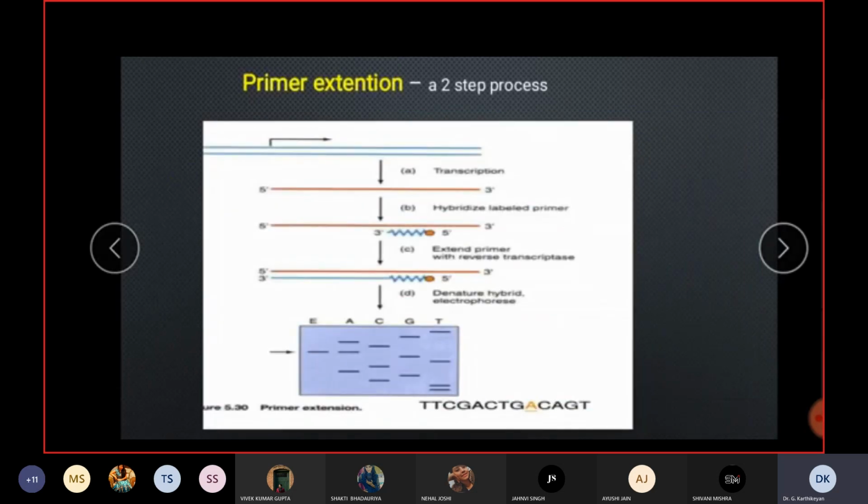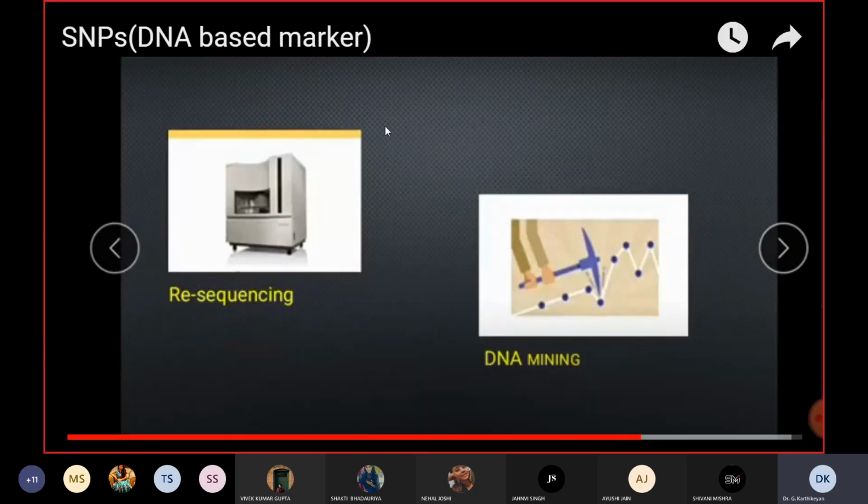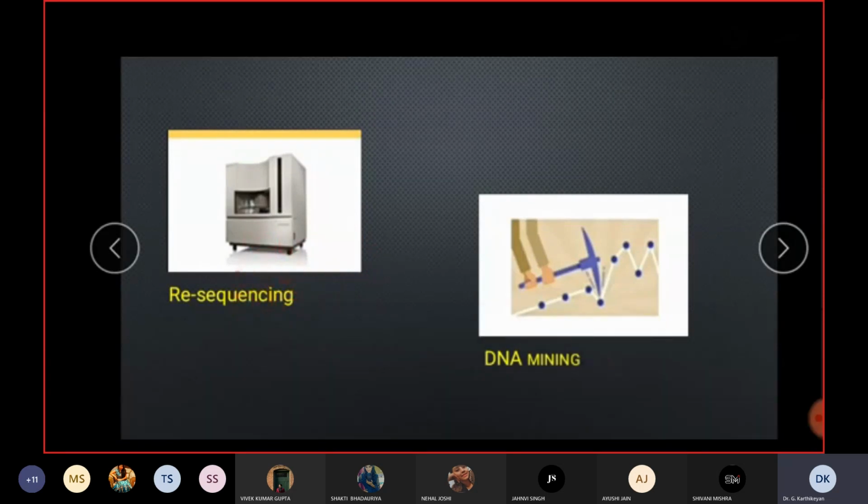Primer extension, a two-step process in which a single primer that lies just upstream of the predicted SNP is used, then mini sequencing is performed. Other methods are resequencing of genes or DNA loci using the Sanger sequencing platform, and mining of sequences from public databases and aligning them to predict the SNPs, followed by PCR validation.